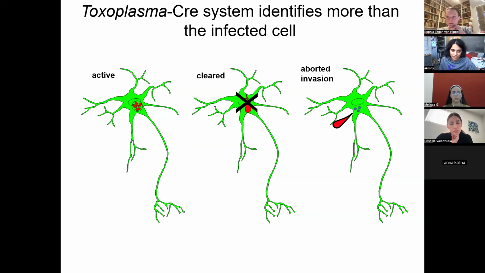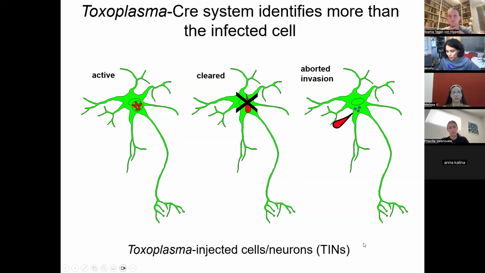So collectively, when we look at them in a brain slice, we call these Toxoplasma-injected cells or neurons, TINs. So you'll hear me refer to them because in a brain slice, as I told you, the cyst will often be out here. We can't distinguish who's infected. All we know is, hey, here's a green neuron. And unless we create a whole neuron reconstruction or something, I can't tell you whether that neuron harbors a parasite or does not.